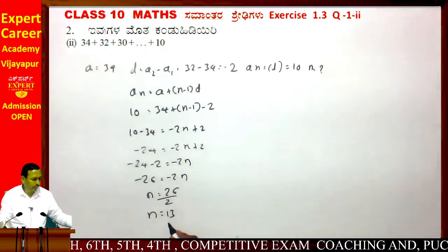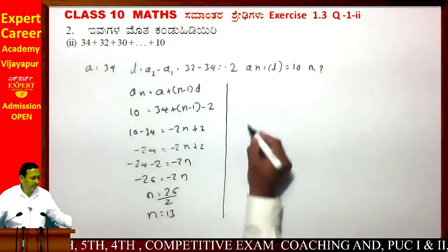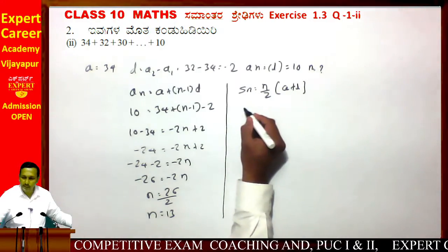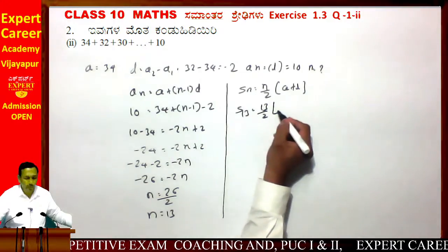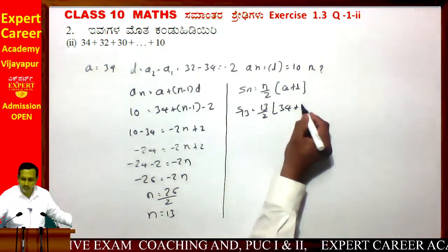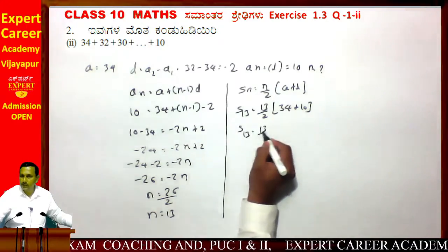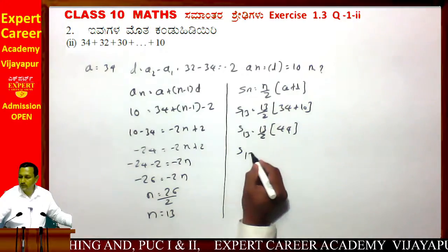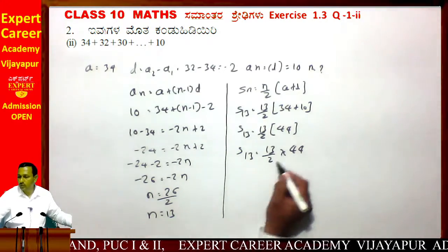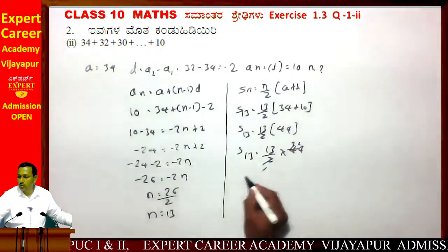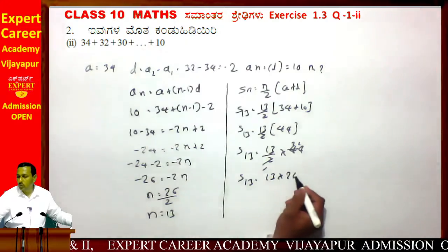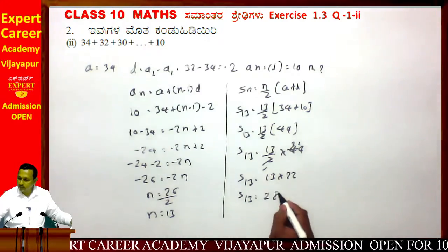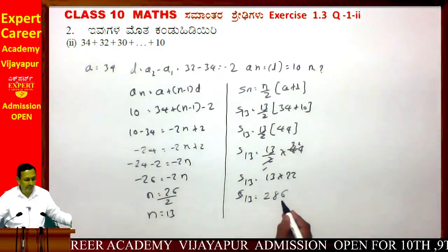So n is 13. Continue the problem. Sn equals n by 2 into a plus l, so S13 equals 13 by 2 into 34 plus 10, which is 44. 13 into 44 by 2, 2 twos are 22, so S13 equals 13 into 22, which is 286. So S13 is 286, the answer.